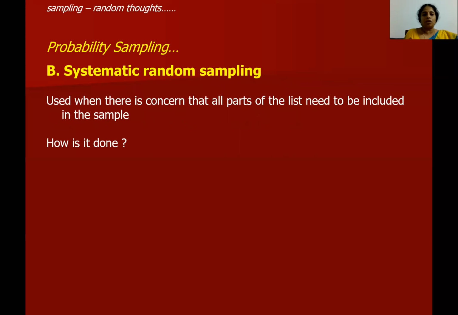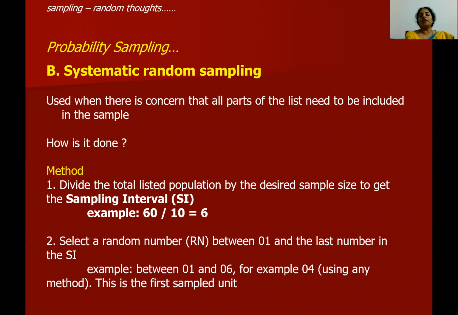So I'll tell you how to do it. Systematic random sample is used when there is concern that all parts of the list need to be included in the sample. How is it done? What you have to do is divide the total listed population by the desired sample size to get what is called a sampling interval. So my required sample size is 10. So I divided my total population of 60 by 10 and got a sampling interval of 6.